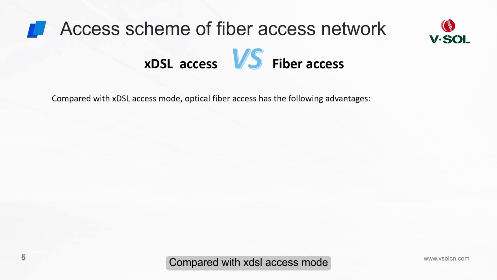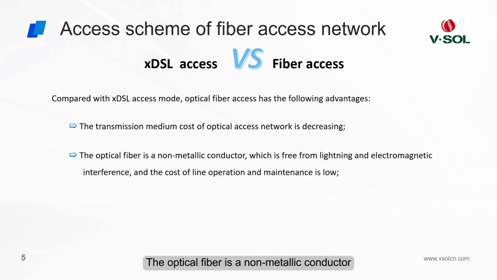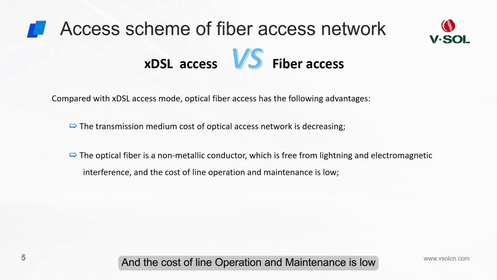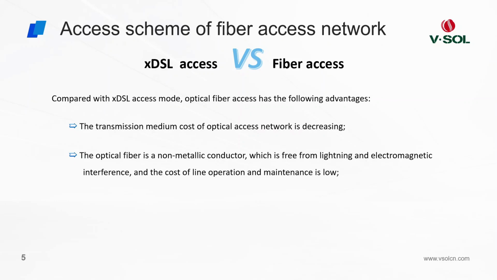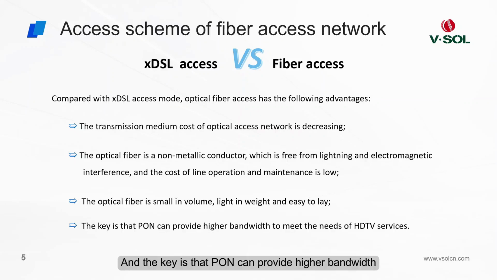Compared with XDSL access mode, optical fiber access has the following advantages. The transmission medium cost of optical access network is decreasing. The optical fiber is a non-metallic conductor, which is free from lightning and electromagnetic interference. And the cost of line operation and maintenance is low. The optical fiber is small in volume, light in weight, and easy to lay. And the key is that PON can provide higher bandwidth to meet the needs of HDTV services.